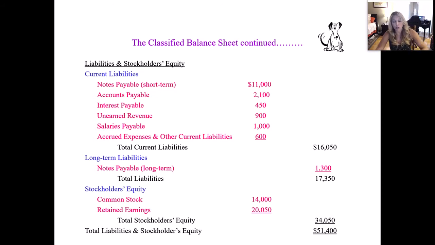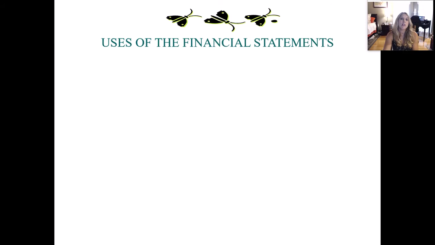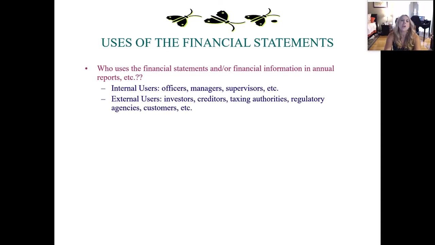So now you can move on to the cash flow statement. But again, that's taught in a higher level course. So what are some uses of the financial statements? So now that you've prepared them, how do you use them? So both internal and external users use financial statements. Internal users are your officers, your managers, and your supervisors. Okay, they use these statements to make budgeting decisions and plans for the future and so forth.